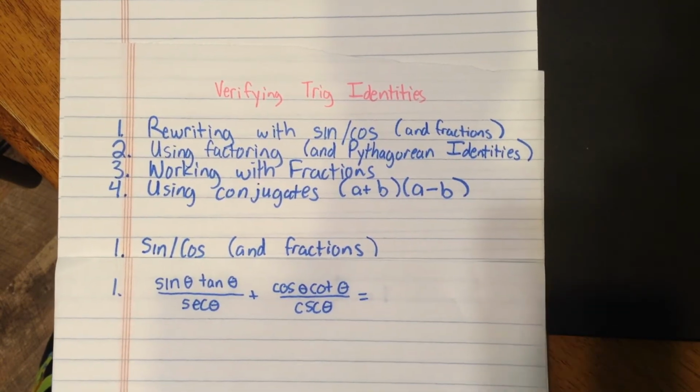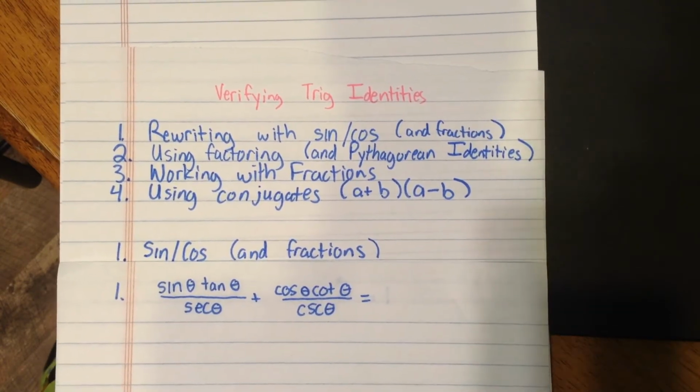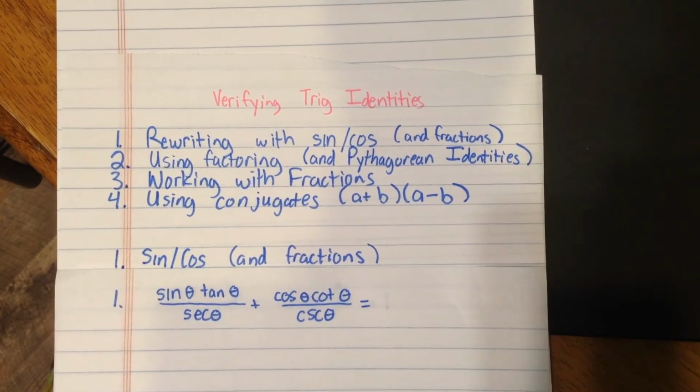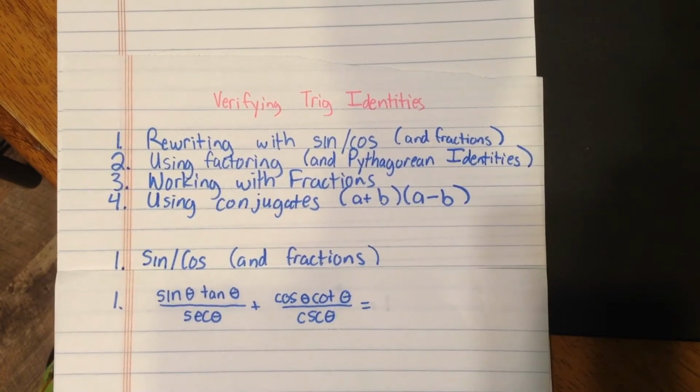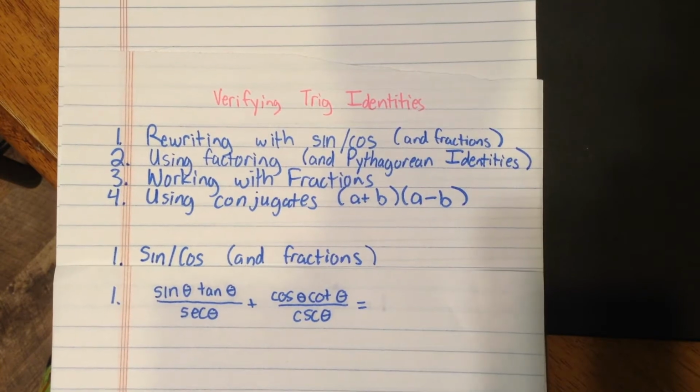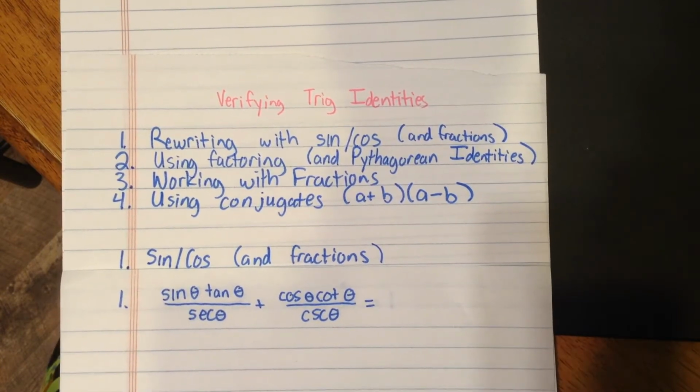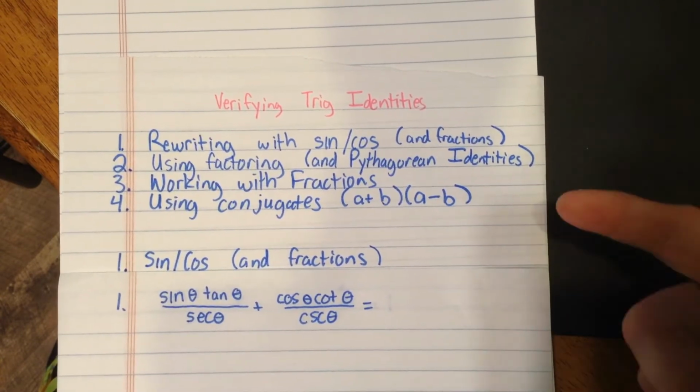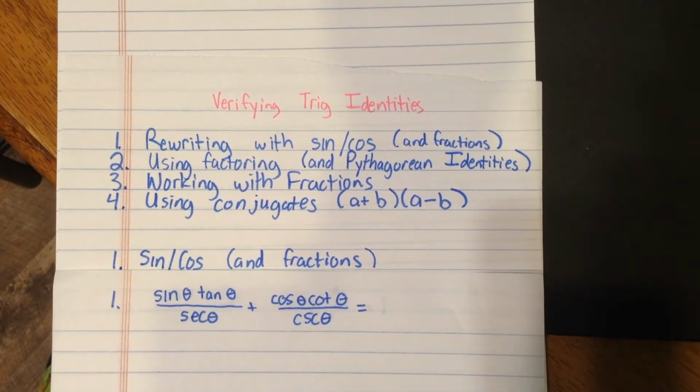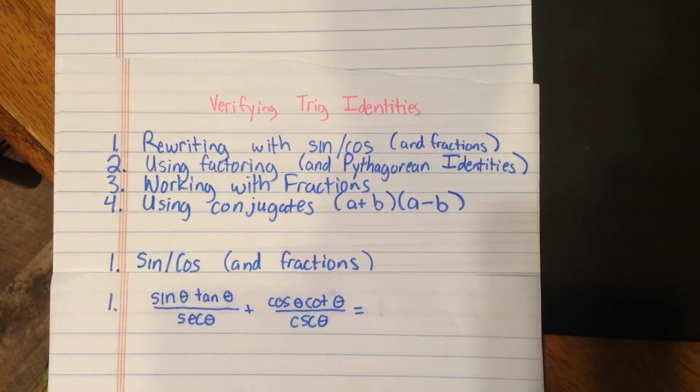That's the most basic thing you want to try. You always want to make everything in terms of sine and cosine. Not always, but usually it's a good way to start. And then you probably have to use some fractions, either multiplying, dividing, or adding or subtracting. So we'll start with that. We also have using factoring. Usually this coincides with the Pythagorean identities, which we'll talk about.